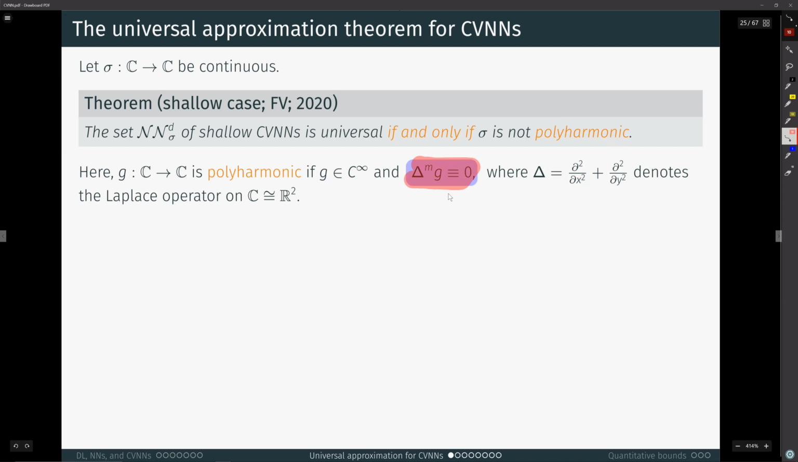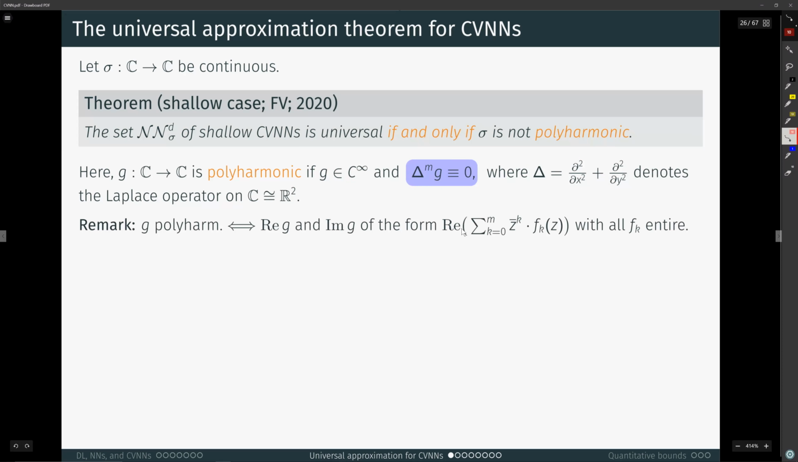And just as one more, maybe more constructive characterization, you can show that the function is polyharmonic if and only if both the real and imaginary parts of the function are of the form real part of such a sum, where you take the sum of products of an entire function with z bar to the k.